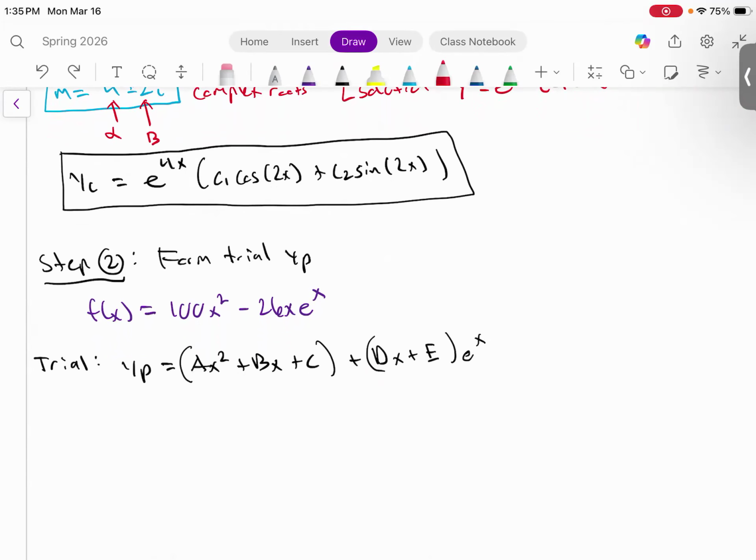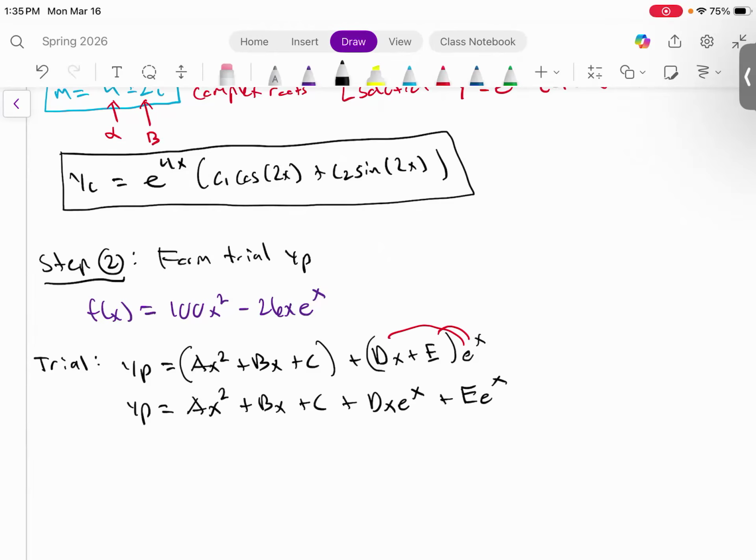And so what could we do now? So what I want to do is, I guess for the derivative's sake, distribute in this e to the x. So let's go ahead and distribute this in, and let's drop the parentheses. So ax squared plus bx plus c plus dx e to the x plus e to the x.